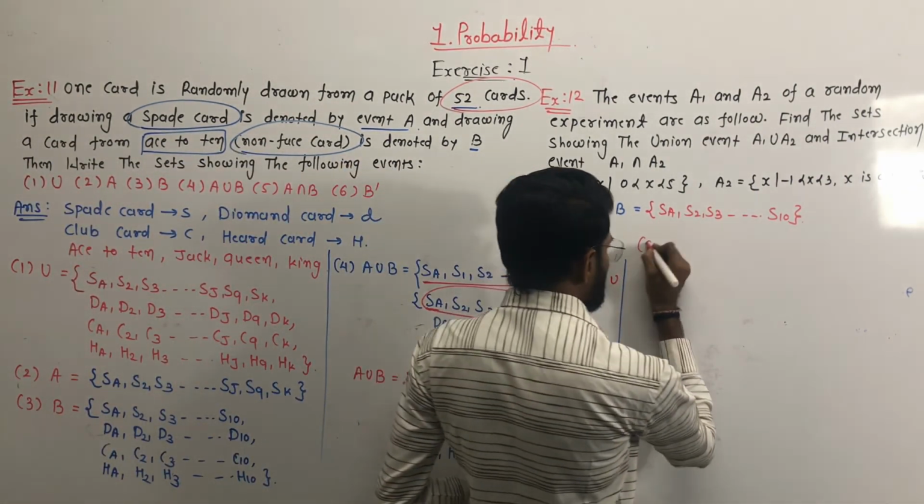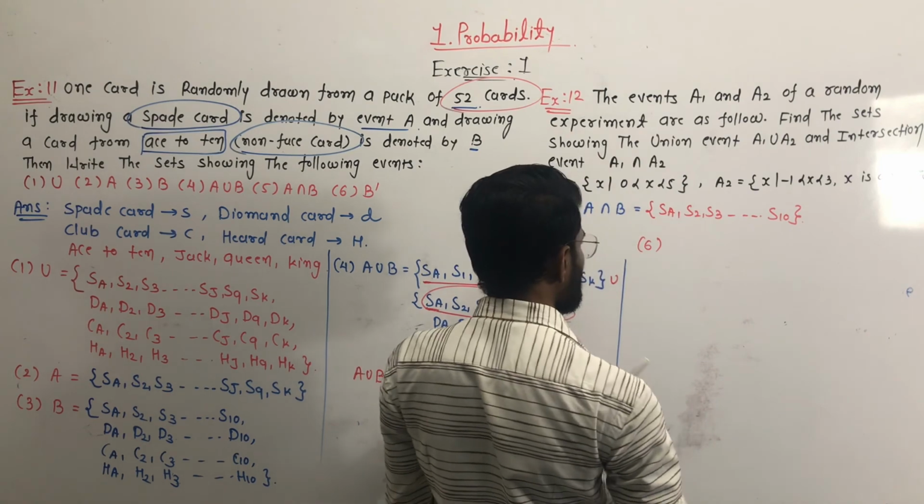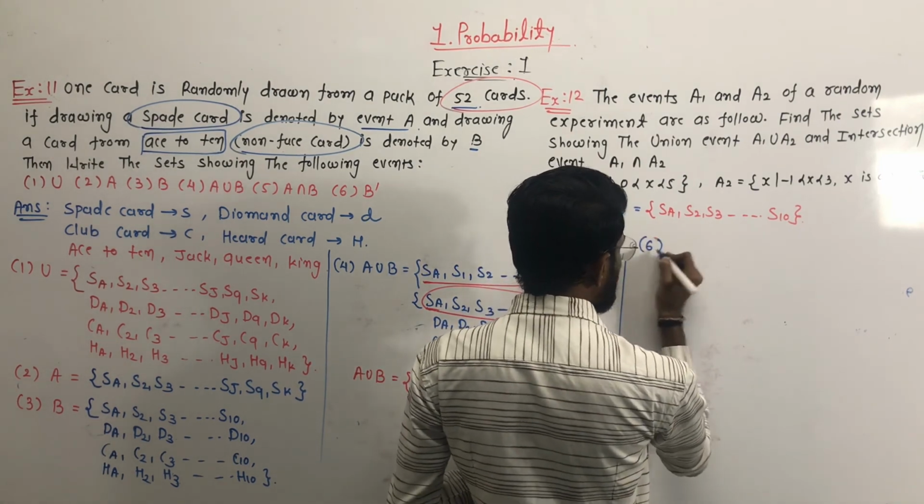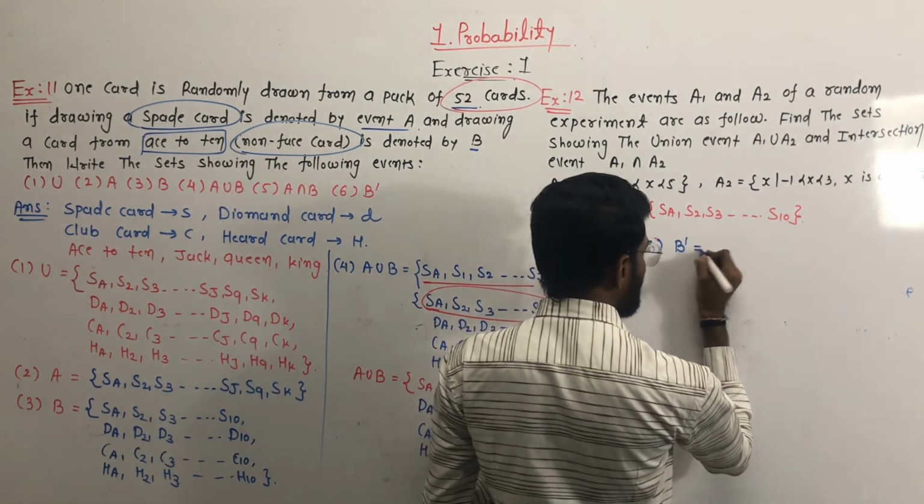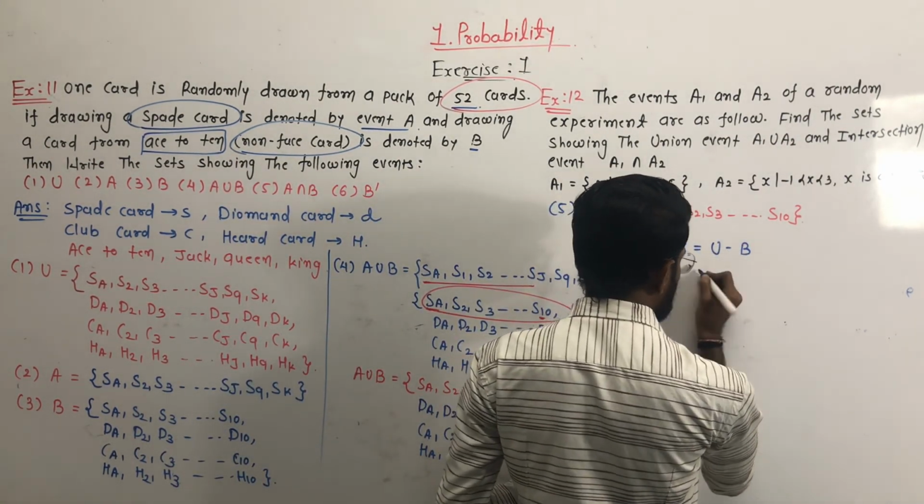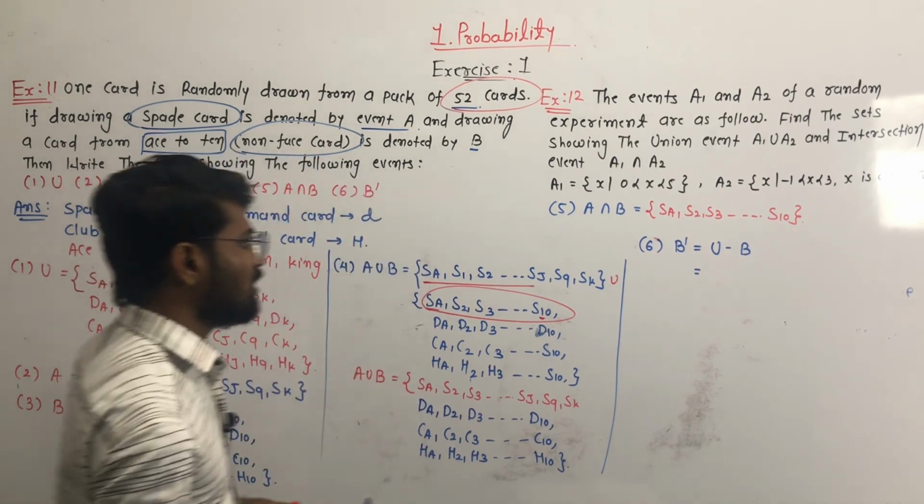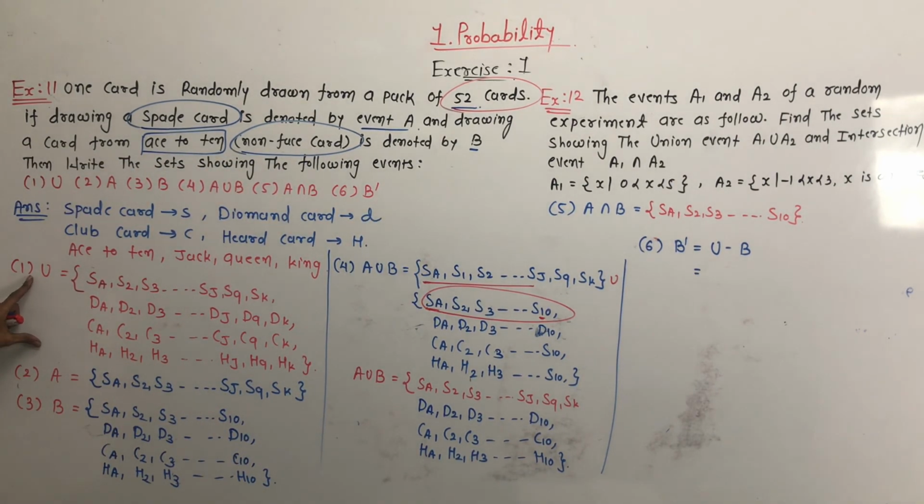Okay, now we have to find the B dash. Question number 6 is to find the B dash. What is the B dash? B dash is the complement of the event B. Yes, and B dash is equal to U minus B. So what is the U? This is our U, minus B.